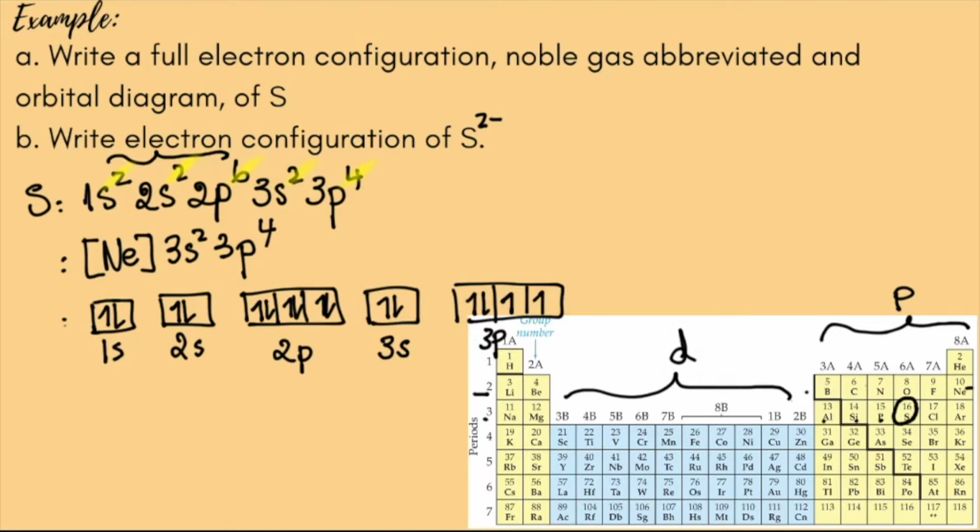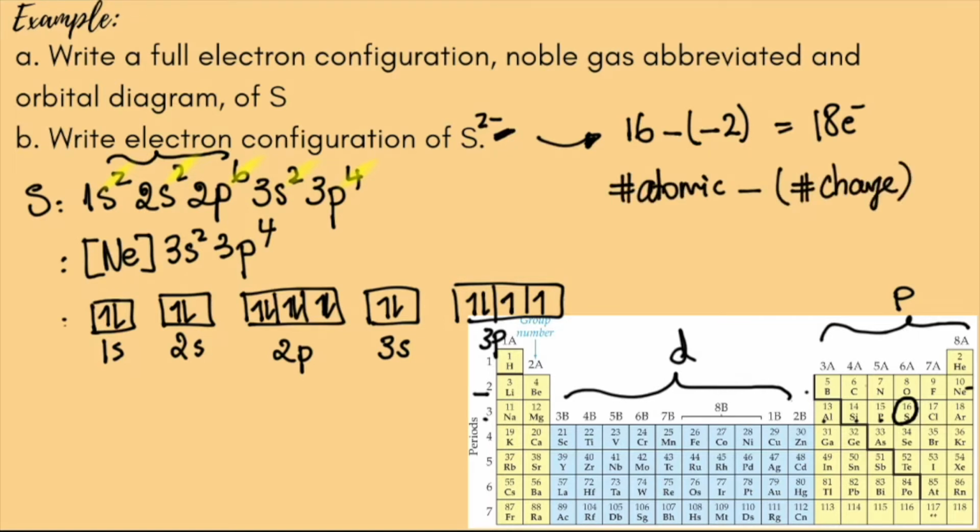Part B, write the electron configuration of the sulfur ion, or sulfide. We know this has a 2 minus charge, which means the number of electrons is going to be the atomic number of sulfur, 16, plus 2, equal to 18 electrons. So we have to add 2 more. The formula to find the ion's electrons is the atomic number minus the charge. Or you can just look at the ion's charge and figure out that if it's a minus, you need to add. If it's a plus, you need to subtract.